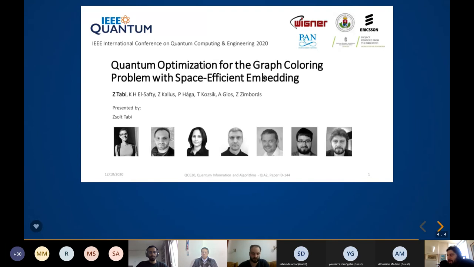But with QAOA, the huge advantage, which was not even noticed in the QAOA literature before, is that, as I mentioned, we can also use higher order Hamiltonians, not only ZI times ZJ, but also ZI, ZJ, ZK. And actually, we could reach an exponential improvement in the number of qubits. Instead of K, the number of colors, we would have only log K, so N times log K instead of N times K qubits. And even the performance was better for our QAOA Hamiltonian with this space-efficient embedding than without it.